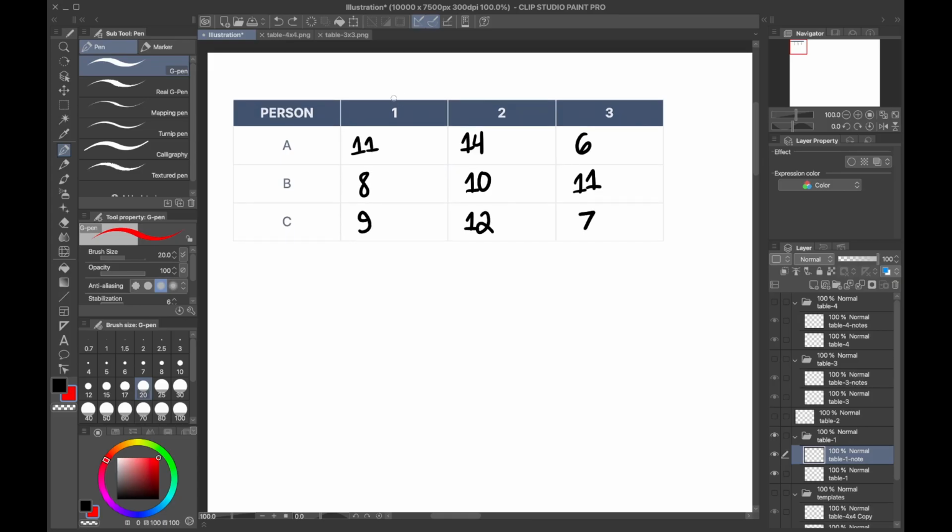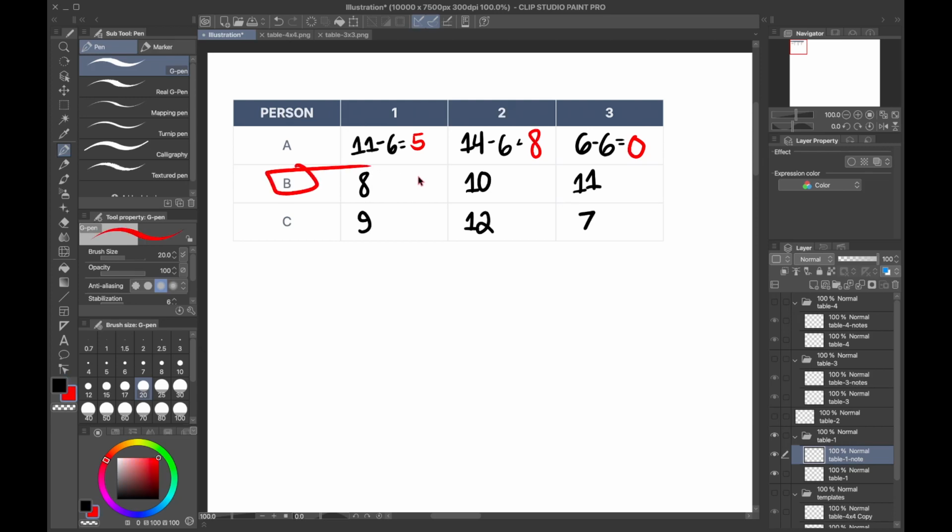So the first step is, for each and every row A, B, and C in your table, you pick the smallest number in your row, which in this case is 6, and then you subtract that number from all your other values. So 11 minus 6 would be 5. 14 minus 6 would be 8. And 6 minus itself would be 0.